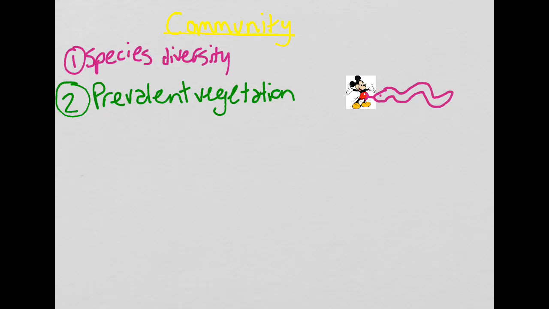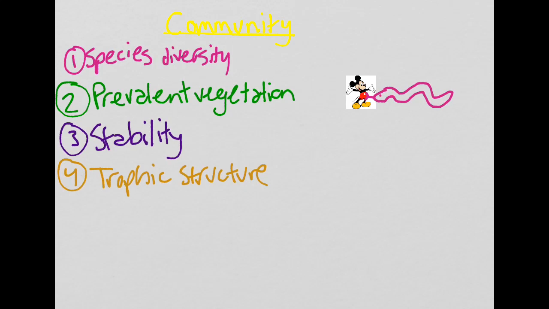Okay, the third thing that a community really needs to be is stable. It has to be resilient to if one species becomes diseased, if there is a natural disaster that destroys some of the prevalent vegetation. It needs to be able to bounce back. And a well-constructed community will be able to do that because there is enough diversity and other vegetation that will allow it to do so.